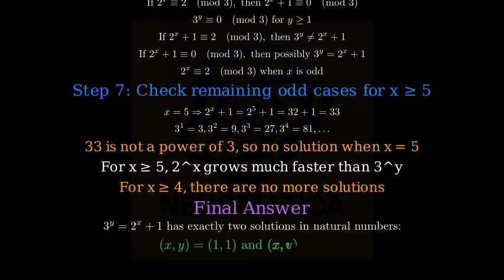We have found exactly 2 solutions to the equation 3 to the power of y equals 2 to the power of x plus 1 in natural numbers. Solution 1, x equals 1 and y equals 1. Solution 2, x equals 3 and y equals 2. We've verified these solutions by direct substitution, and we've shown that no other solutions exist by using modular arithmetic and checking small cases. So the complete answer is, the equation has exactly 2 solutions in natural numbers, which are (x, y) equals (1, 1) and (x, y) equals (3, 2).